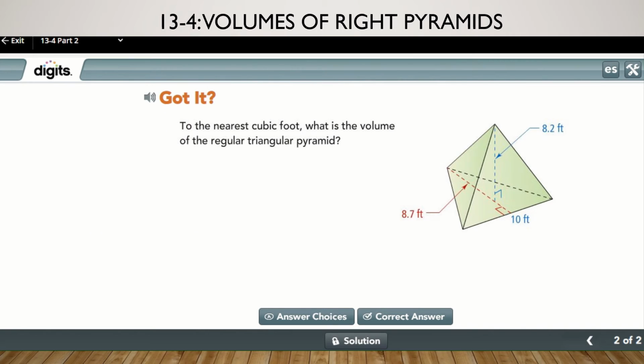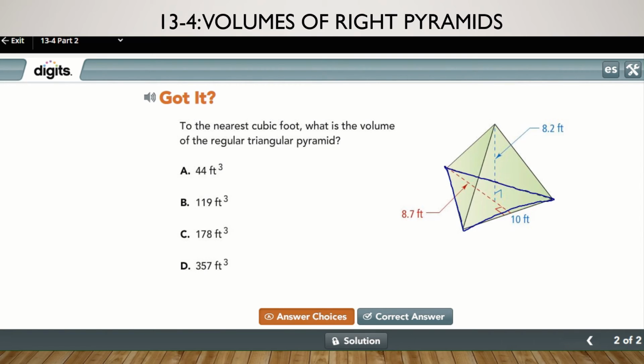Part 2. To the nearest cubic foot, what is the volume of the regular triangular pyramid? All right, first you need to figure out what the base is. You can use the one at the bottom as your base. Find the area of that, and then you're going to find the volume of the entire pyramid. The correct answer is B, 119 feet cubed.